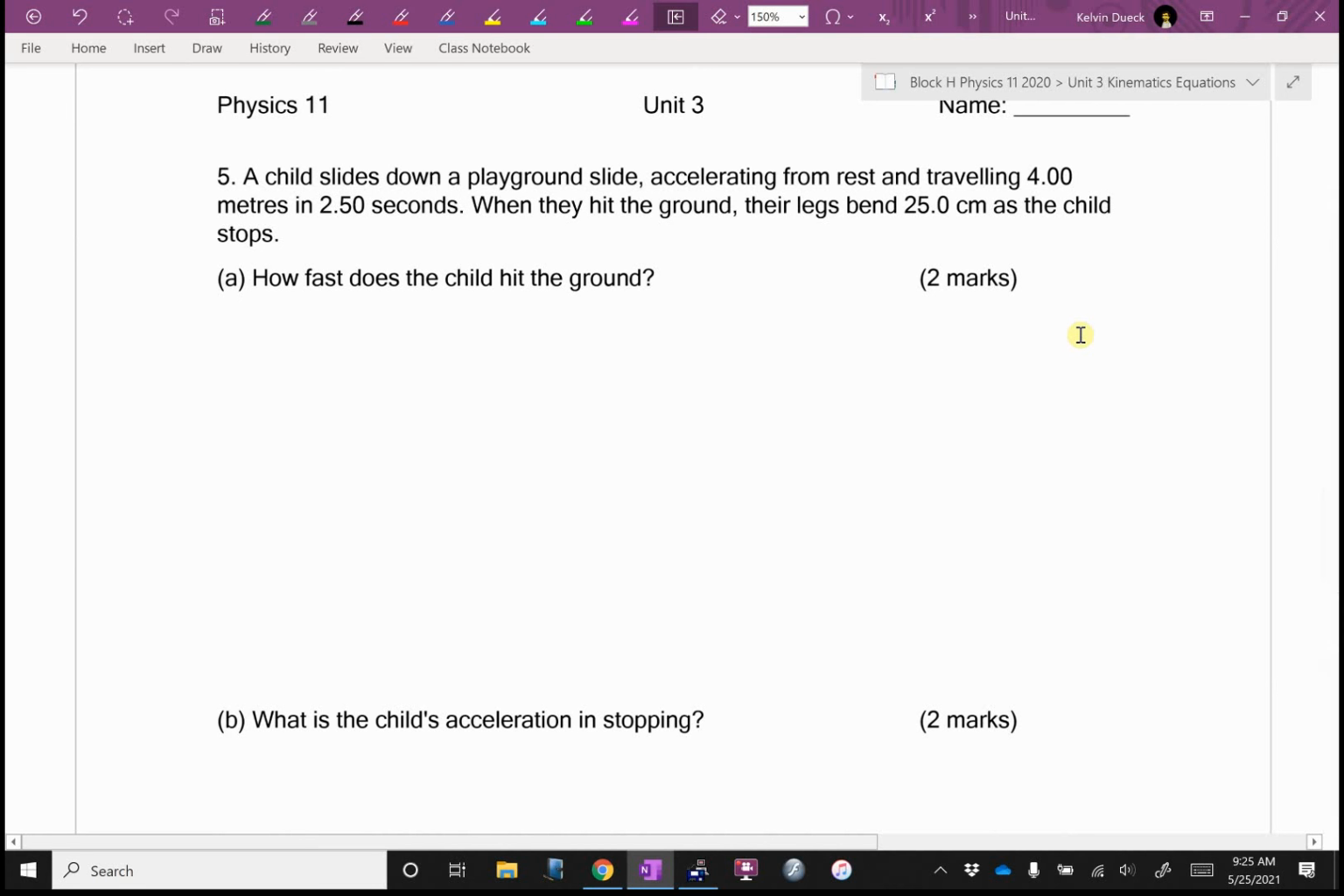Number 5 here, this is a multi-step question. I put this on your quiz. I'm not going to put it on your test, but I wanted the quiz to be tougher than the test. So how fast does the child hit the ground? I said, okay, this wants me to find V final. I guess hitting the ground is at the bottom of the slide. I'm going to list stuff on the slide. It looks like VI was 0, from rest. It looks like D was 4, and it looks like T was 2.5.